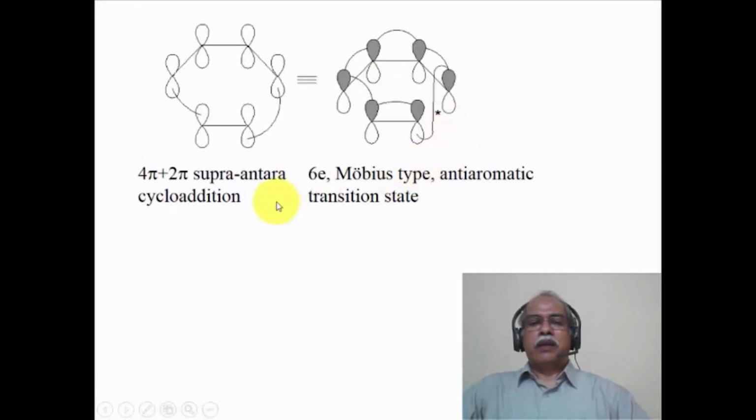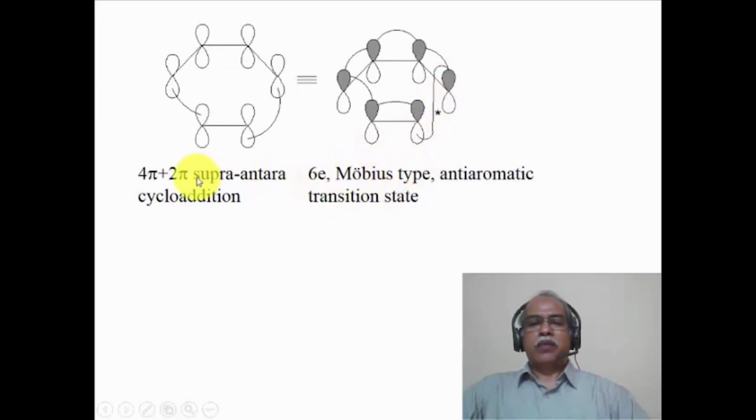On the other hand, if the 4 plus 2 cycloaddition reaction were to take place in a suprafacial antarafacial manner, with respect to this molecular orbital it is suprafacial, with respect to this molecular orbital it is antarafacial. You can see here there is a nodal point here. In other words, overlap between this orbital and this orbital is what is taking place. So it is a continuous loop with a twist in this position, and the twist is what is responsible for making it a Mobius strip.